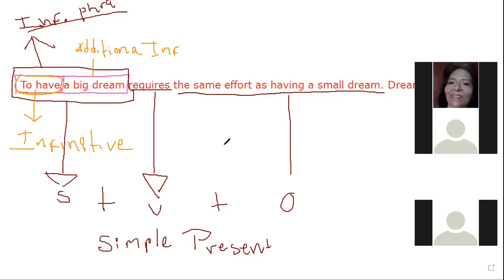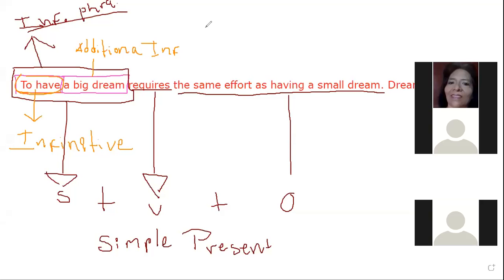Mister, there is one infinitive. In this sentence, we have just one infinitive. Okay. Can you give us an example in past? An infinitive in past? Okay, sure.